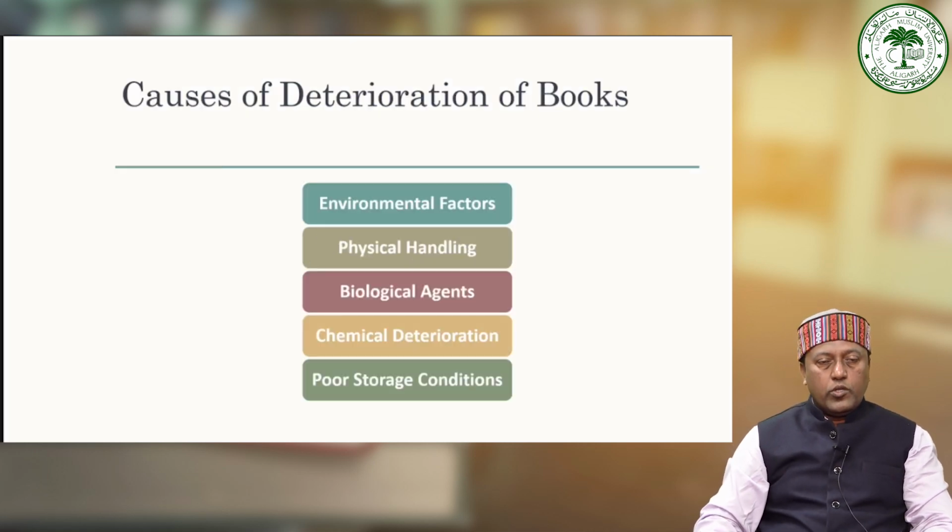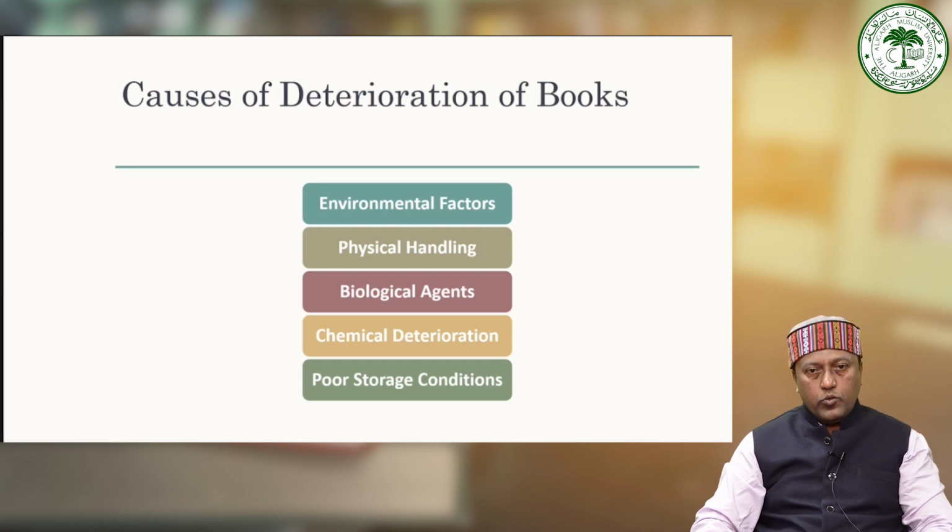Now, coming to the causes of deterioration. Let me try to spell this out. What are the causes basically? You can see the environmental factors are there, physical handling can also damage the books, then we have biological agents, then chemical deterioration, and then poor storage conditions. These are all the factors which spoil the documents. So, I will take them one by one.